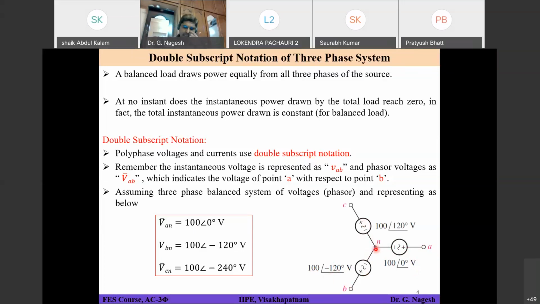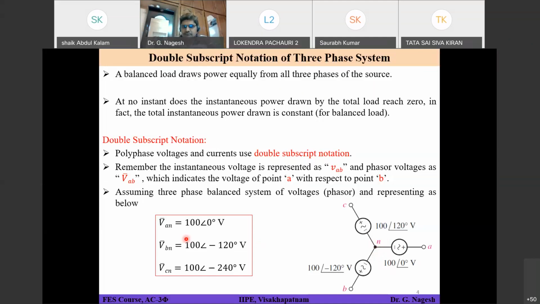Okay. So can anyone say why I have taken VBN in this direction? Why not in the place of VCN? Sir, since it is minus 120, sir, it is clockwise rotation. Okay, so clockwise. This is a kind of representation which we are going to follow even when you go to phasors; you will understand that in the same format I will show the phasor waveform also.